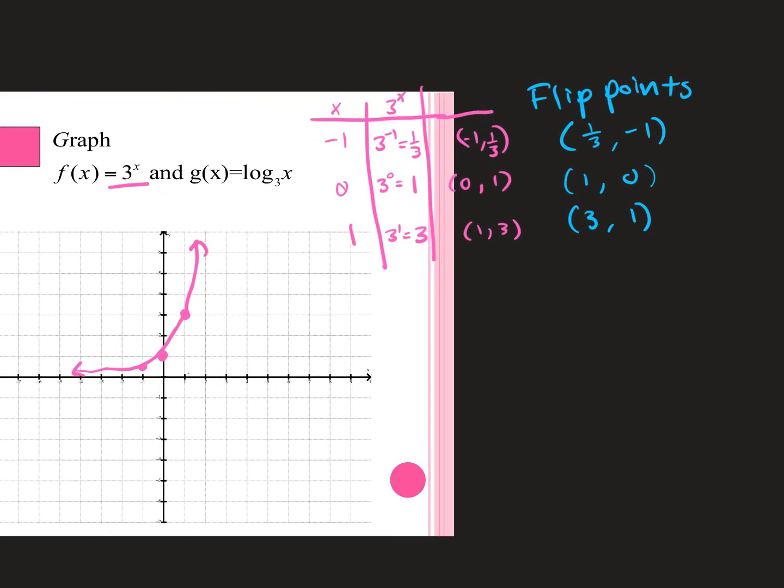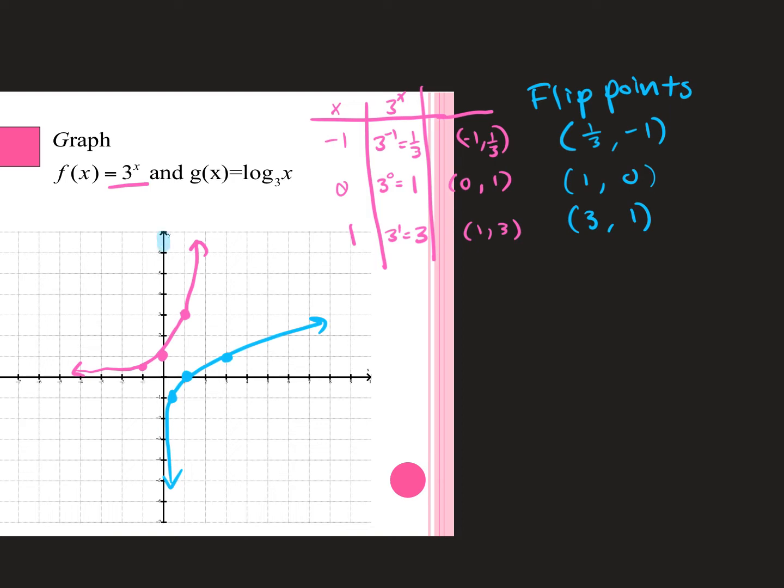So I'm going to go to the right 1/3, down to -1. I go to the right 1 and stay on 0. And then go to the right 3 and go up 1. And there's my graph. Be careful because you don't want to cross your vertical asymptote here.